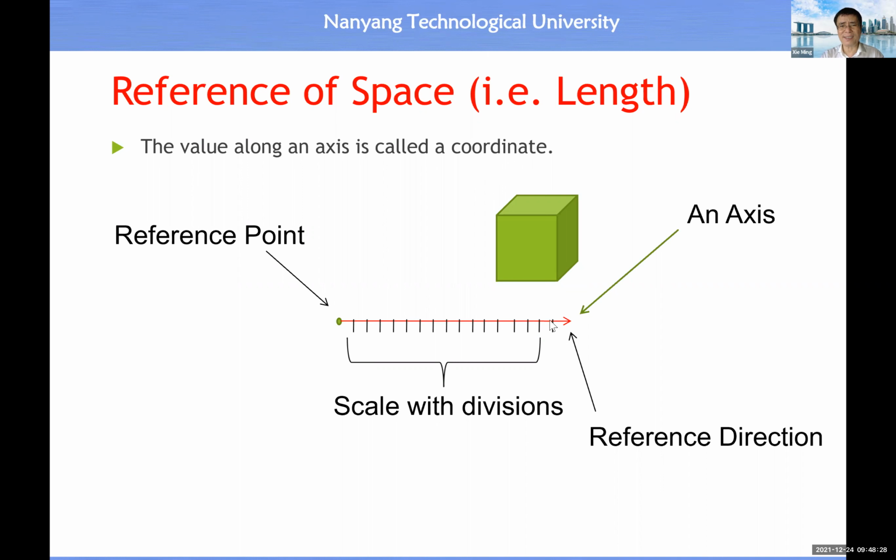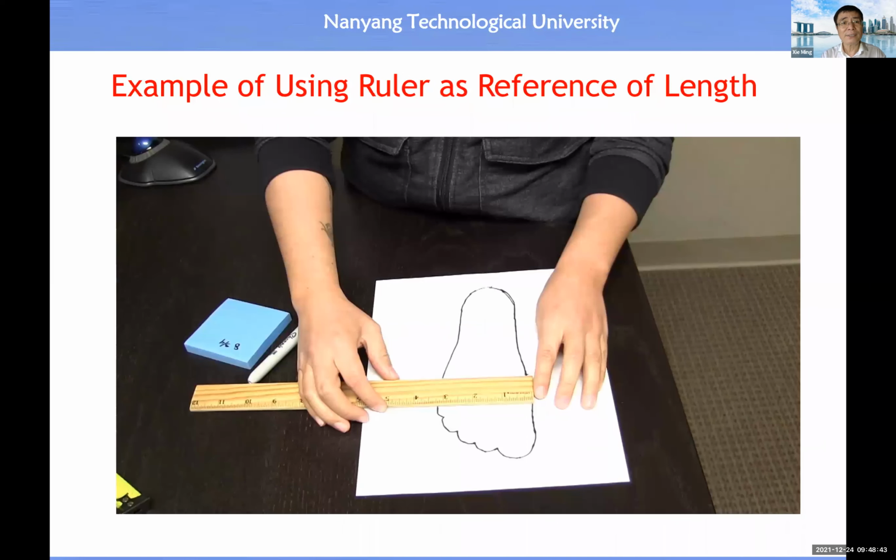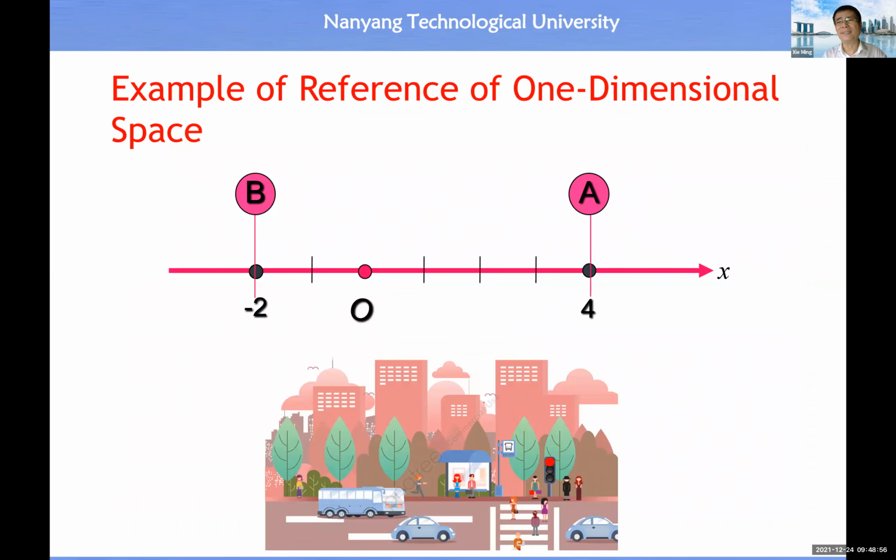Then for space it is the same. We must have a reference for space. For the physical space on Earth, it is a three-dimensional space, so we must have at least three references for the space. For example, if we want just to measure the length, we use a ruler to serve as a reference. Then we do the comparison.